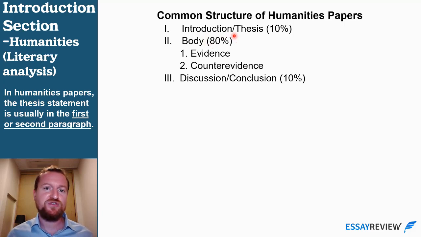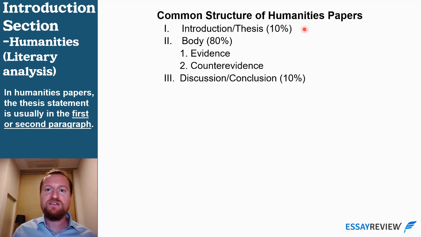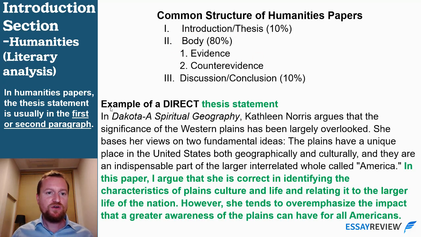The body constitutes the majority, in which you have evidence, reason, details, counter evidence, and then finally a short discussion or conclusion. So quite a bit different than the social sciences, where you have a lot in the introduction and a lot of discussion. There's a lot of that combined in the body of the humanities. So let's discuss the difference between direct thesis statement and indirect.